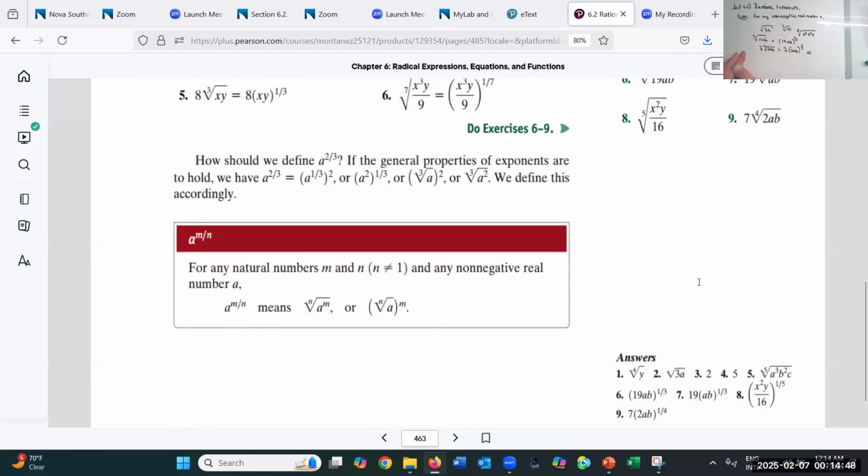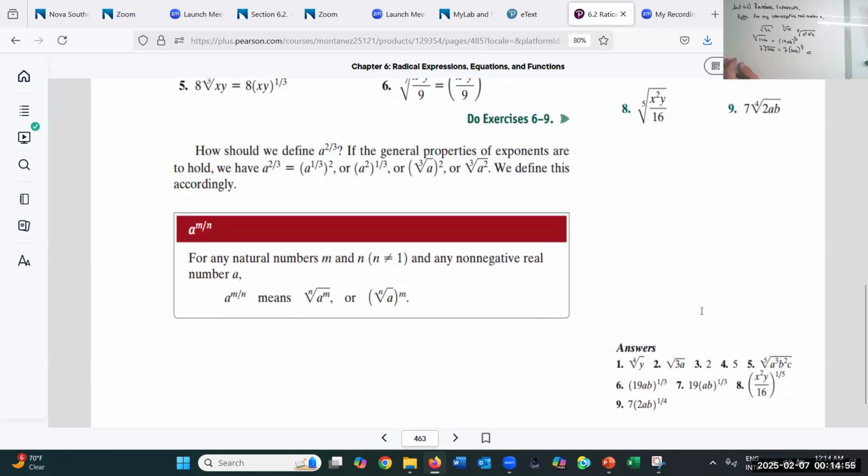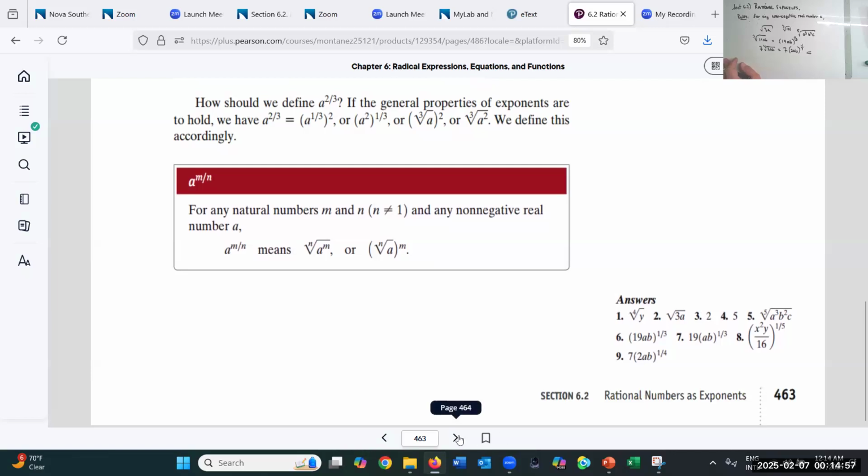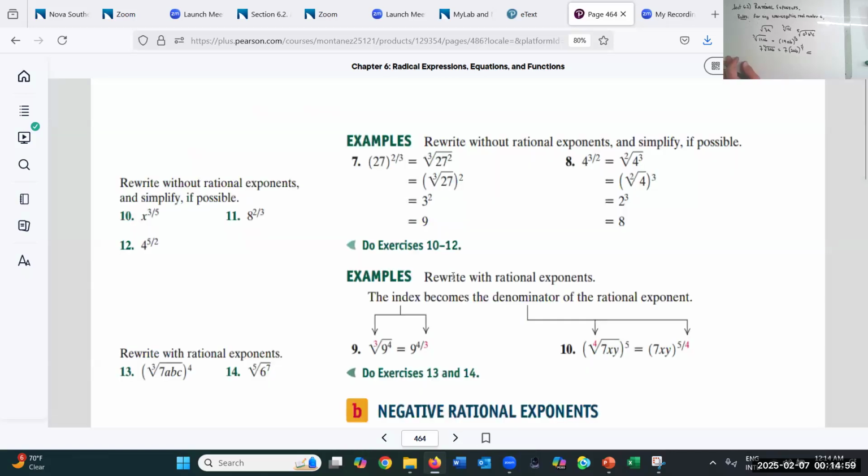And then, of course, we can expand the rule, a to the m over n. So that's that. Let's see what else is in here. A matter of getting used to it. We need to evaluate. I already did that.